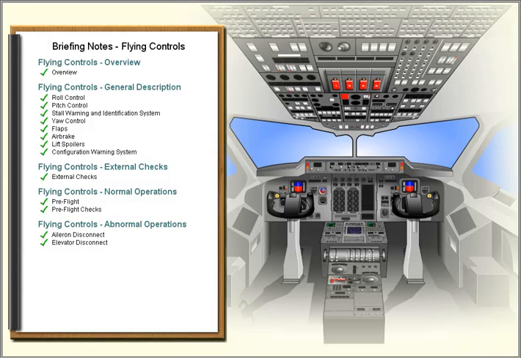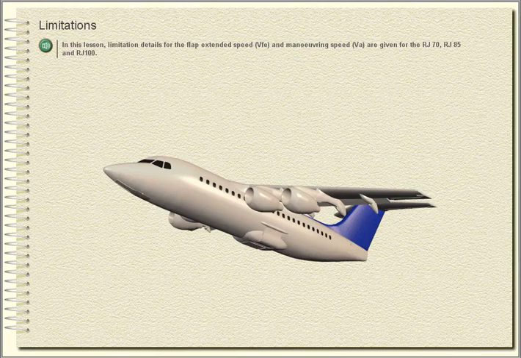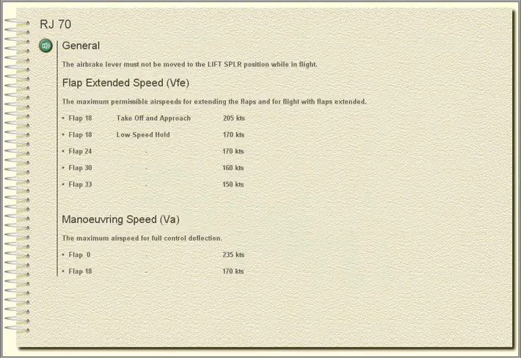That completes our look at abnormal operations for flying controls. Limitations. In this lesson, limitation details for the flap extended speed, VFE, and manoeuvring speed, VA, are given for the RJ70, RJ85, and RJ100.